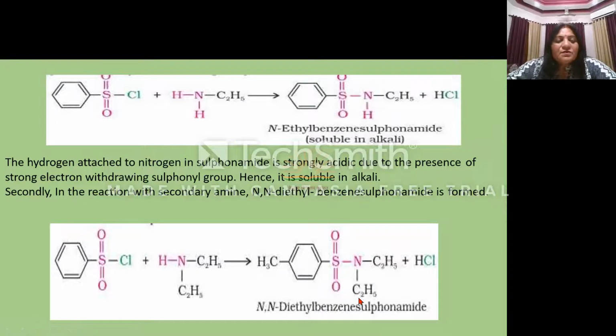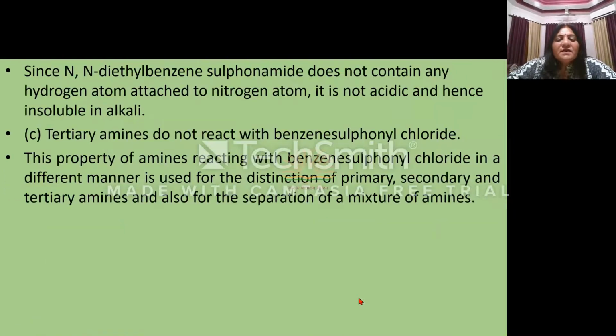And tertiary amine, due to the absence of the hydrogen atom, does not react with the Hinsberg reagent, benzene sulfonyl chloride. This property of amines reacting with benzene sulfonyl chloride in a different manner is used for the distinction of the primary, secondary and tertiary amine, and also for the separation of a mixture of the amines.